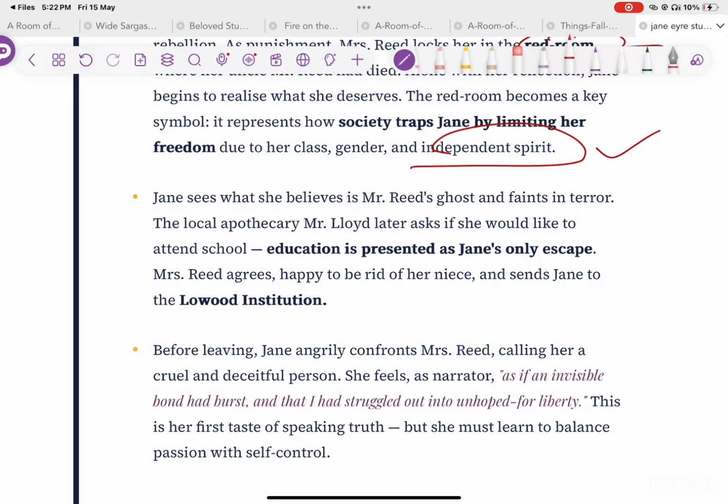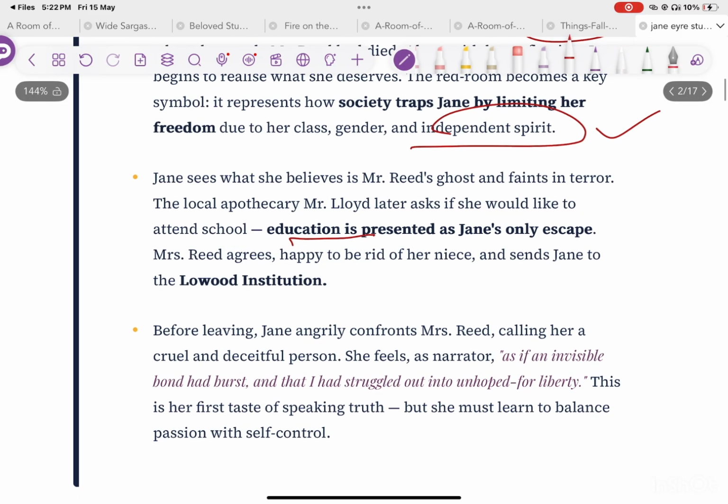So Jane always wanted to get educated, and so when she gets an opportunity, Mr. Lloyd also agrees, her aunt also agrees, because she wants to get rid of her niece. So she sends her to the Lowood Institution.